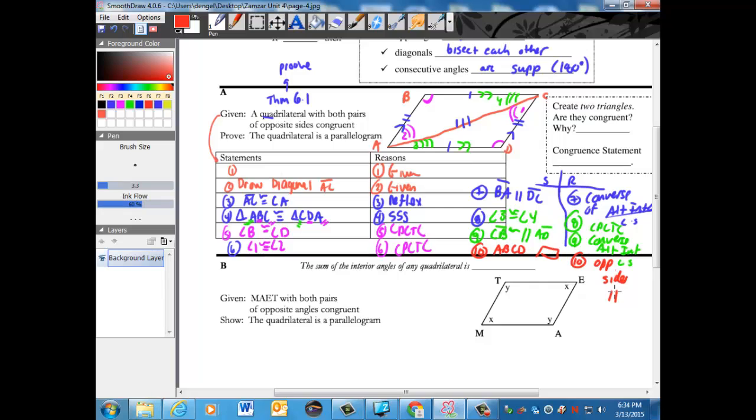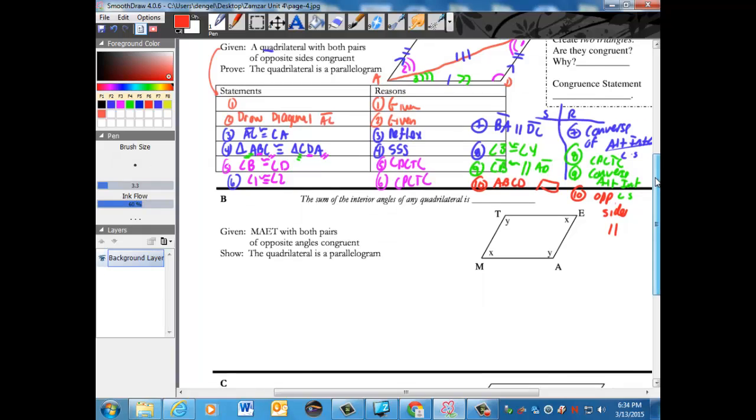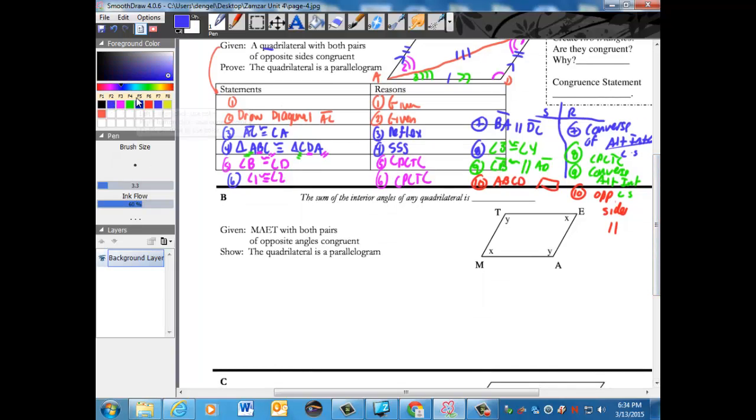Okay, again, on a scale of 1 to 10, that was about a 50. Not an easy proof, very challenging. All right, next proof is challenging as well, but not quite as long. This is a short proof.